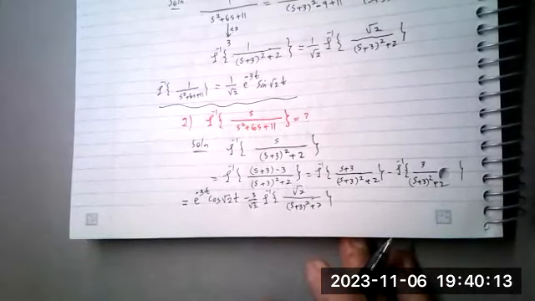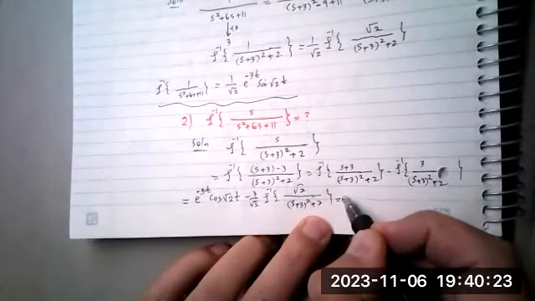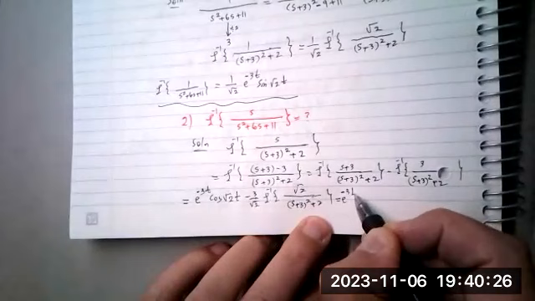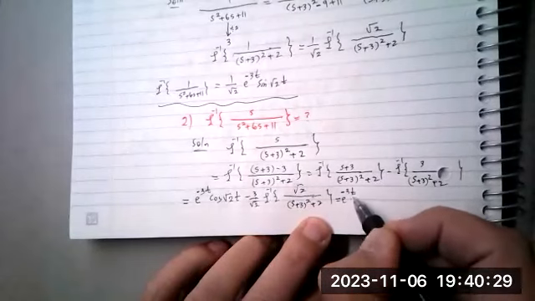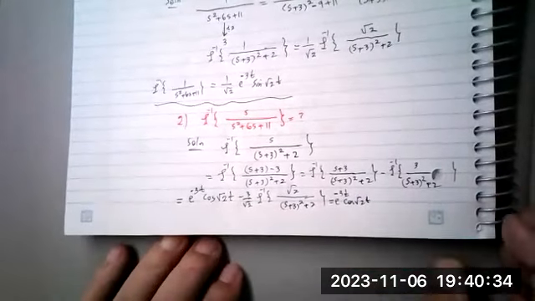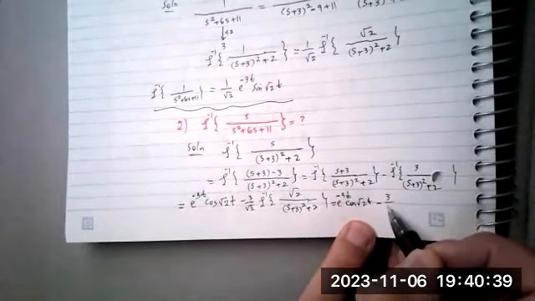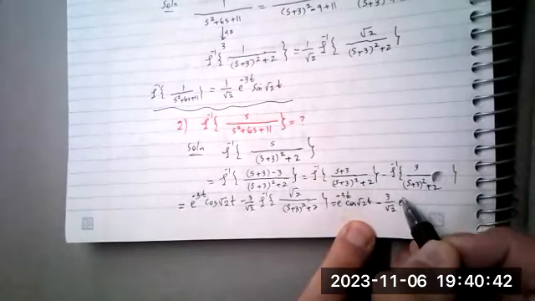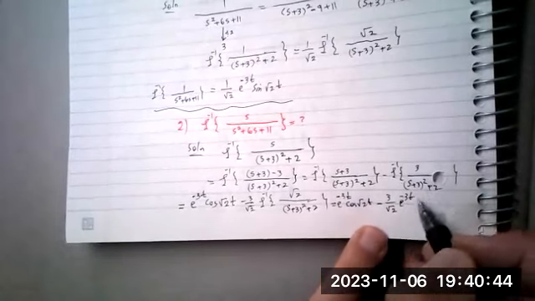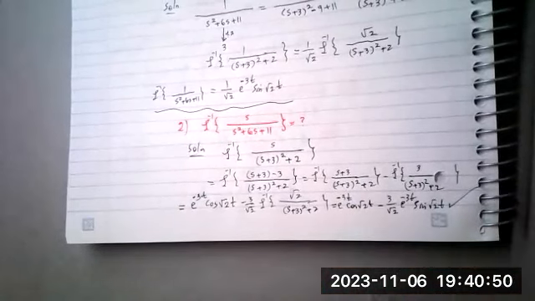We are ready for the sine because we create the A over (S plus 3) squared plus 2 with the shifting. So the final answer is going to be the first one, e to the negative 3t cosine of radical 2 t. Now the leftover is going to be what? We have a negative 3 over radical 2, with a shifting of e to the negative 3t again, but the function is going to be the sine. Sine of radical 2 t.